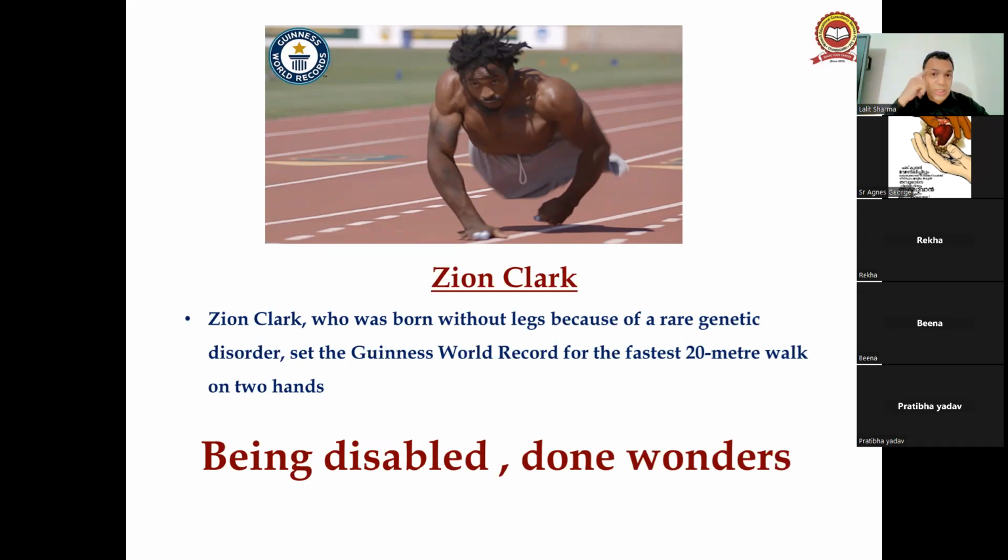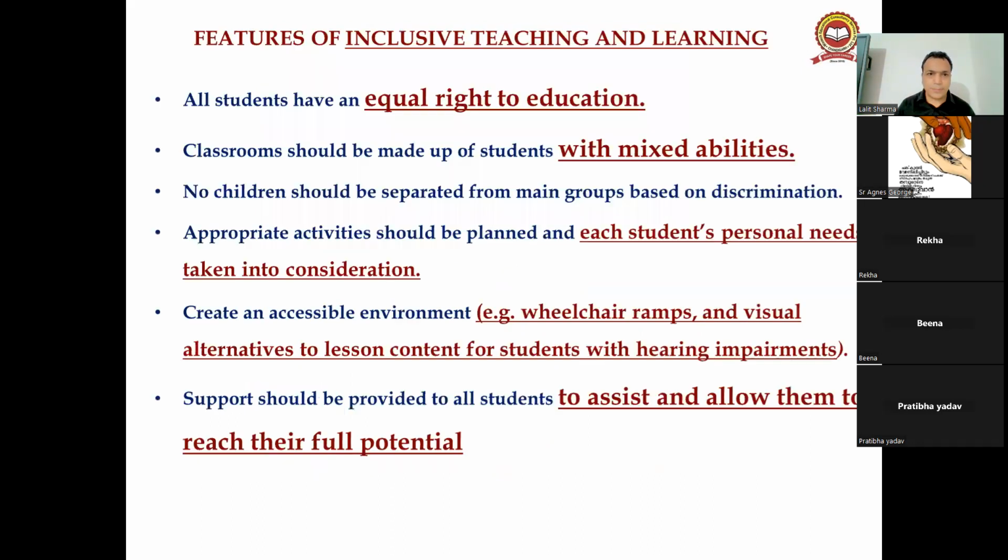Now we have to change our mentality, right? They have the right. We have to provide the opportunity to all persons. Our paper is inclusive education. Inclusive education means normal children and disabled children, both should learn under a single roof. We don't have to ignore them. We have seen many examples. Being disabled, they have done wonders.